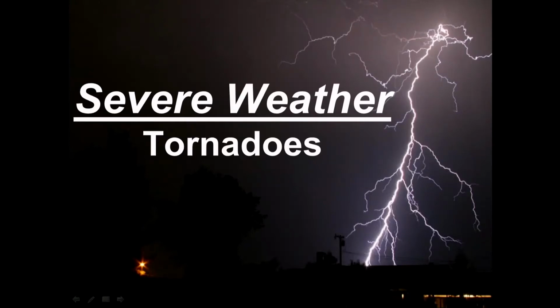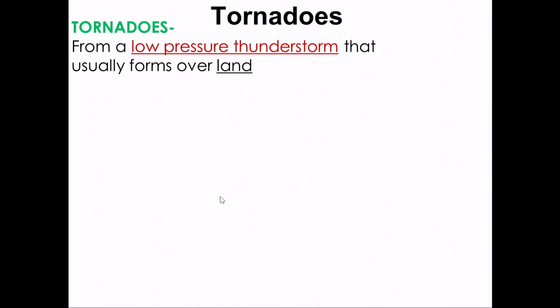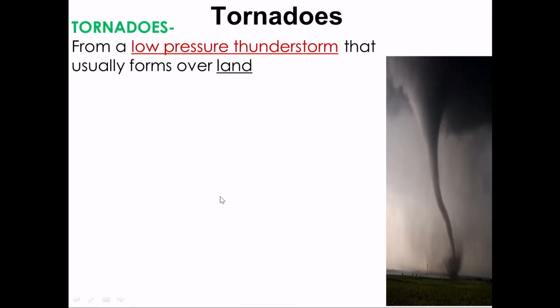All right, let's talk about tornadoes. So, what is a tornado? Tornadoes form from a low pressure thunderstorm. And the low pressure is important because that's what allows the air to rise upward in a tornado. So, the funnel of a tornado is air trying to rise up into the low pressure storm.